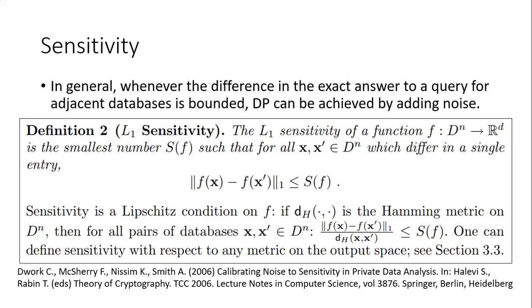For any function that has a bounded difference, you can achieve differential privacy by just adding the appropriate amount of noise. That's what her paper in 2006 was all about, calibrating noise to sensitivity in private data analysis. It was how much noise do you need to add? And the answer is straightforward: if you add Laplacian noise that has a standard deviation proportional to epsilon over the sensitivity of your query, then you've achieved differential privacy.